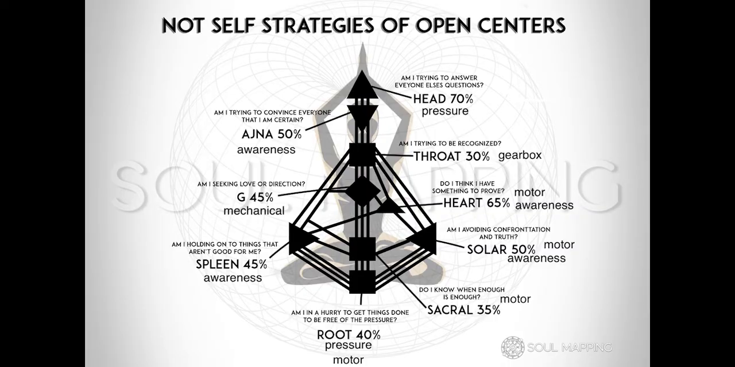Here's a 6-2 projector. All of my centers are open except for two. The splenic and the root centers are defined. I have splenic authority. Not sure how to navigate with all those open centers.